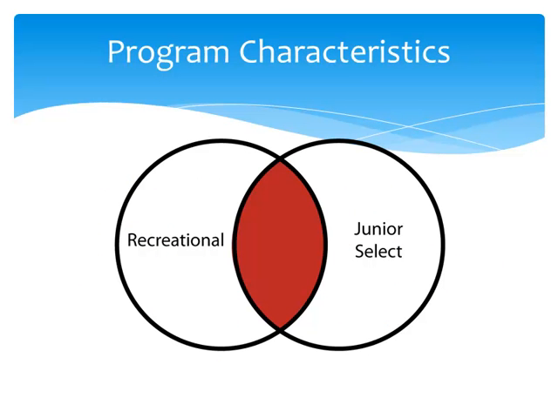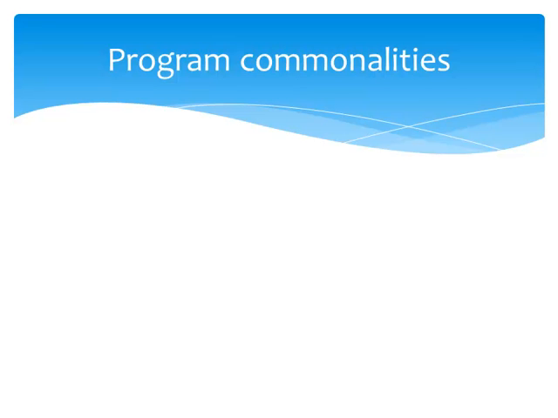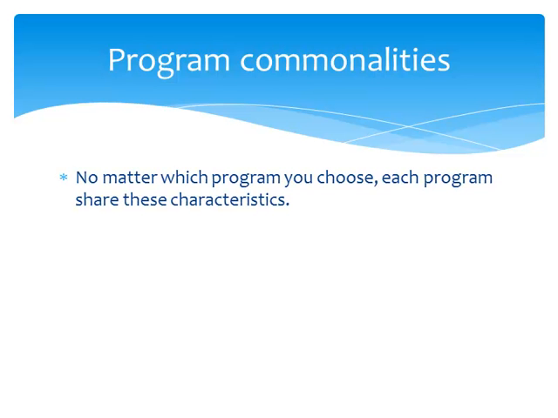Now there is some overlap between the two different programs, and we're going to start with what they have in common. So we're going to go over the program commonalities, and again this means no matter which program you choose, these programs share these characteristics. So the season dates are the first Saturday in September through the last weekend in October. Those are the dates that you will play league. If they do any additional tournaments or anything like that, then that would be included in these dates.